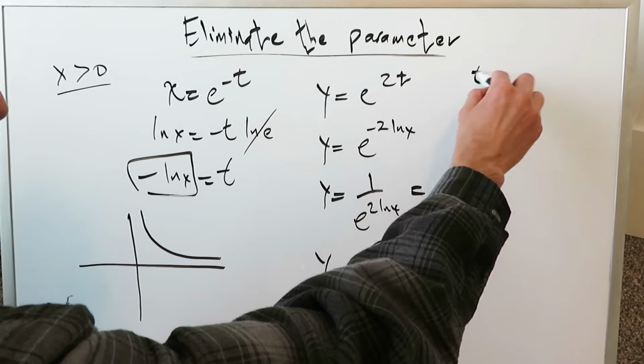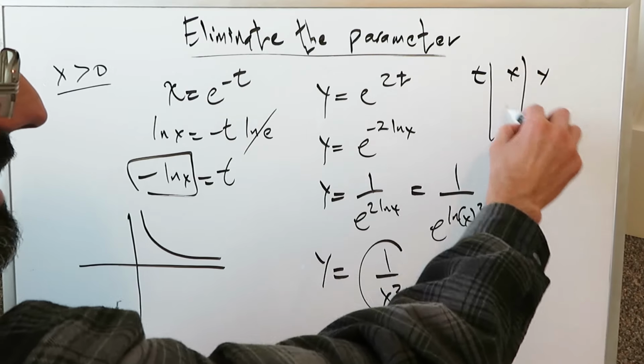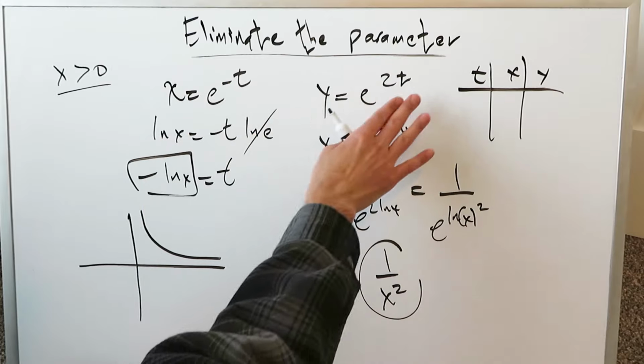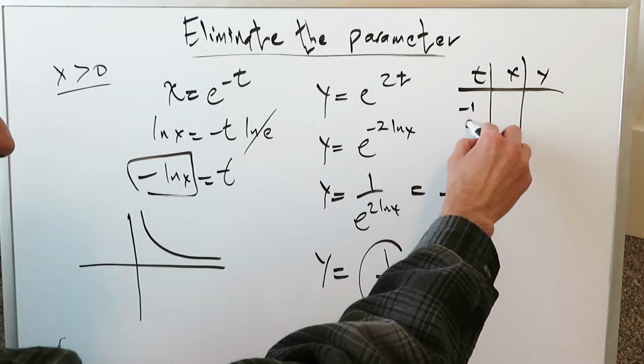Let's do a table of values for t, x, and y. And let's come up with some values, because we have an exponential function here. We can do these type of values.